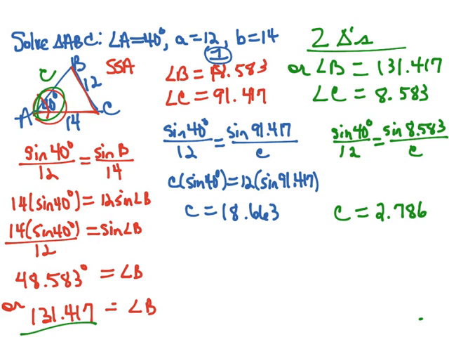In our first triangle, angle B is equal to 48.583, angle C is equal to 91.417, and side c is equal to 18.663. In our second triangle, angle B is equal to 131.417, angle C is equal to 8.583, and side c is equal to 2.786.